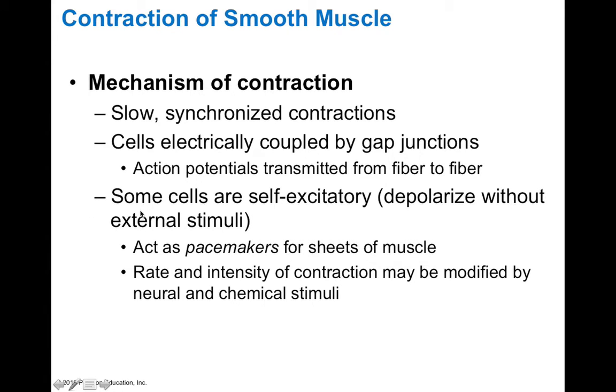And what's cool too is that some of our smooth muscle cells are self-excitatory and therefore can depolarize without any external stimuli, like without neurotransmitters or hormones. These cells can actually generate their own action potentials at their own pace. And so that's what we call these pacemaker cells. And the rate and intensity of contractions can be modified by neural or chemical stimuli.